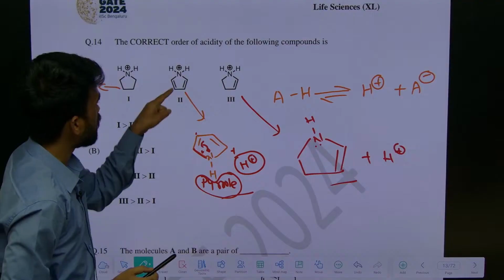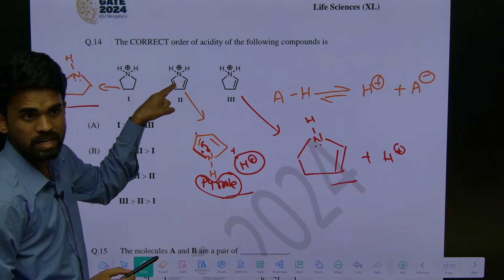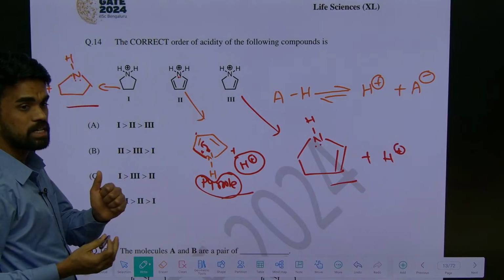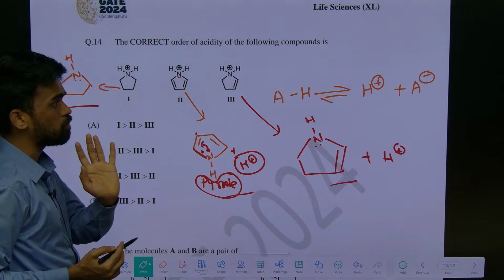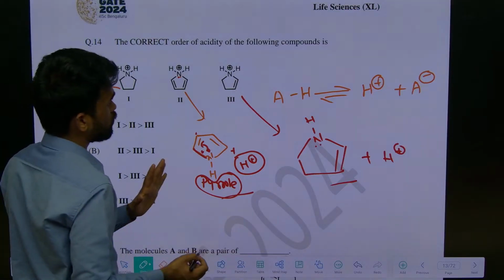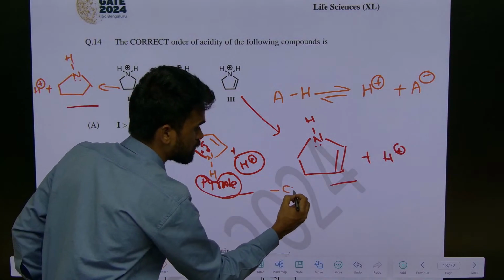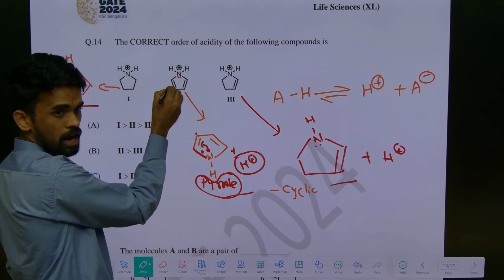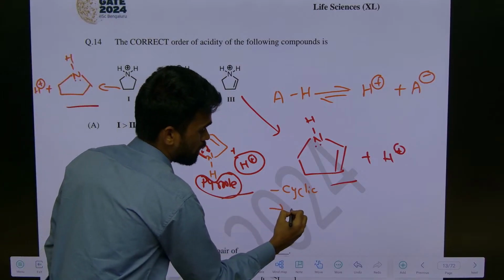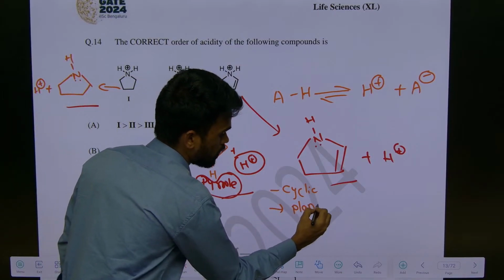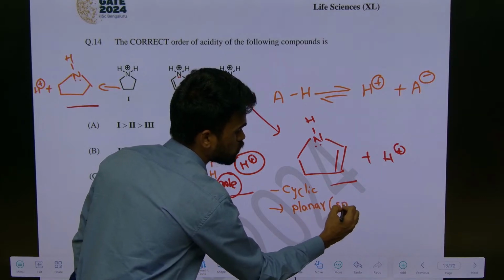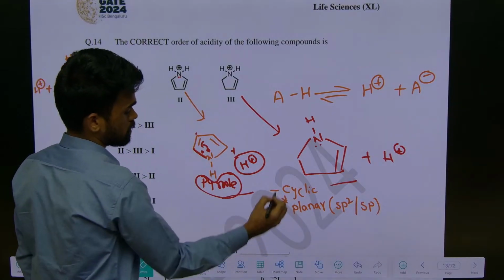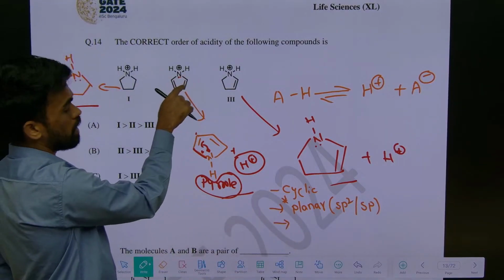Since we are, see, this is not an aromatic ring. Why is this not aromatic now? Because the lone pairs here are not in conjugation. For aromaticity I told you 5 conditions. If you forgot, please watch that aromaticity video. So what are the 5 conditions? The compound should be cyclic. All the atoms present here should be planar. Planar means they should have either sp2 or sp hybridization. Next, complete conjugation of electrons should take place.